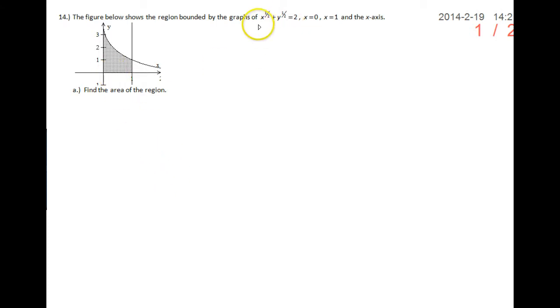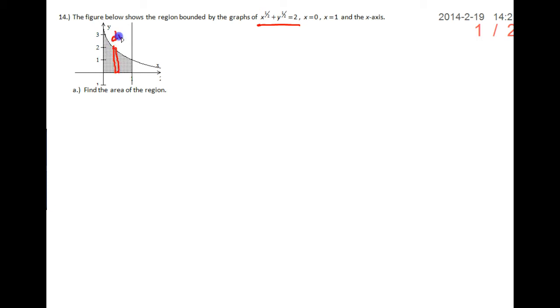Now, if you think about this equation, you probably wouldn't know what that equation looks like off the top of your head, but that's not a concern here because you're given the graph and very clearly you're given the region. Now, it says find the area of the region. So, I would say the best thing to do here would be to use a dx.